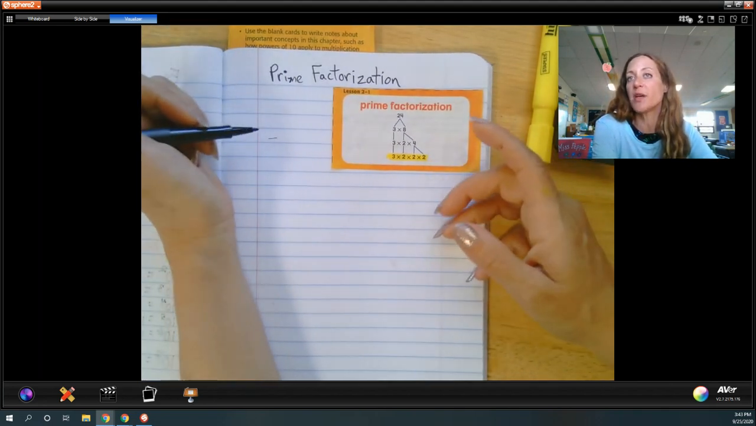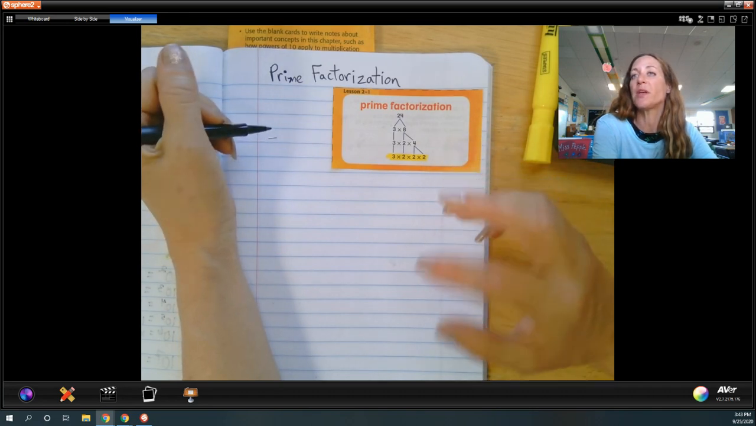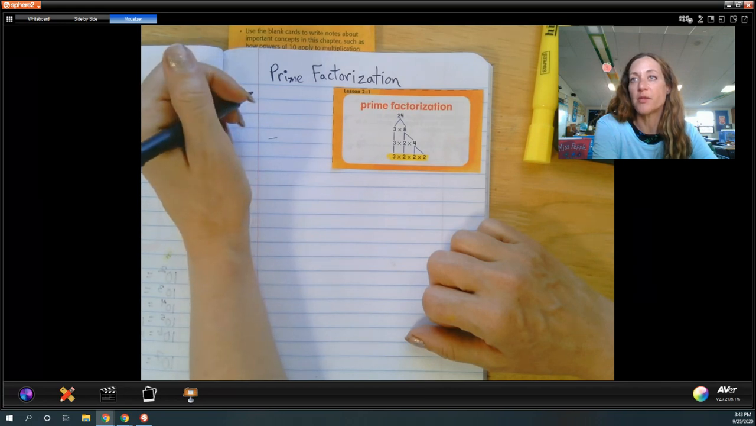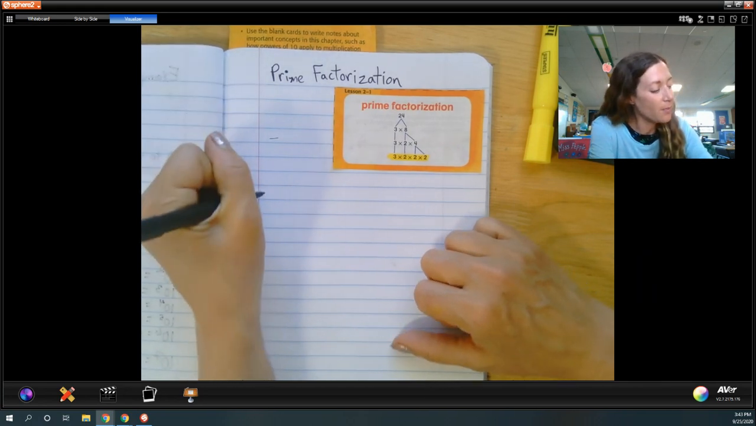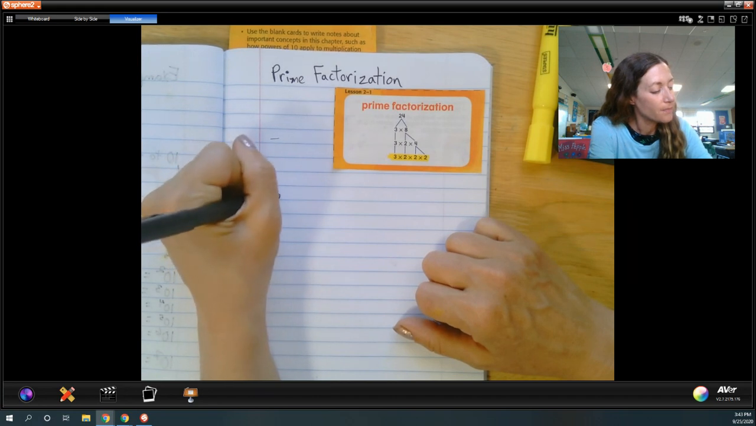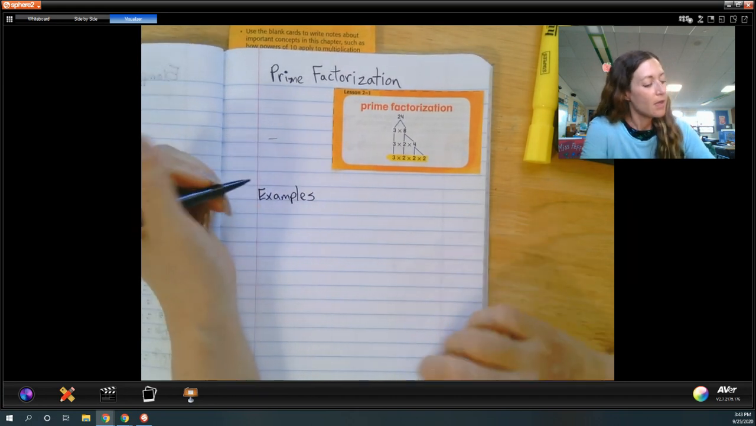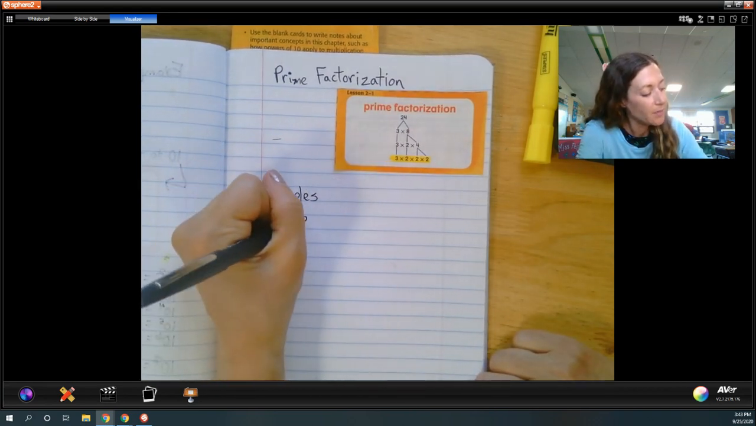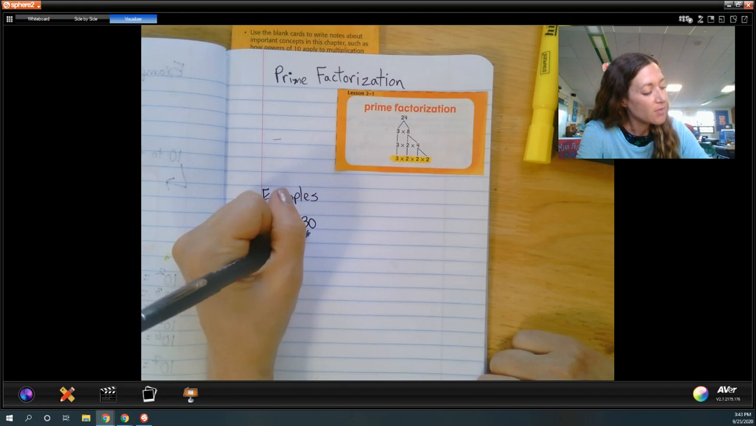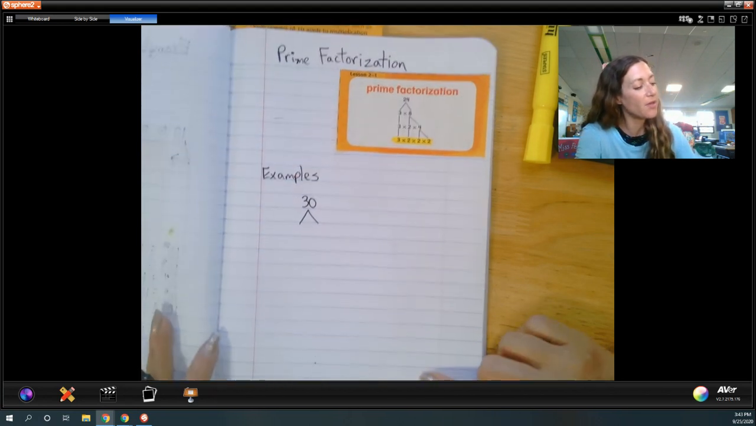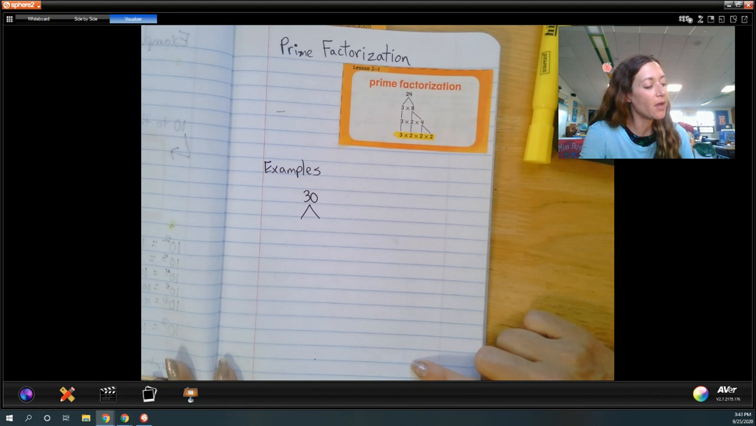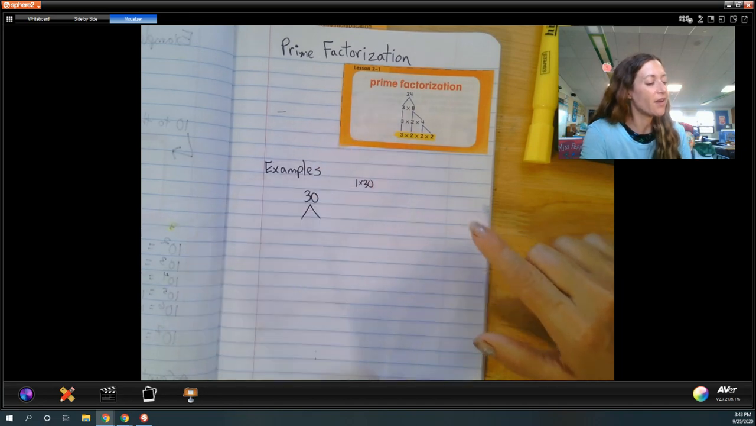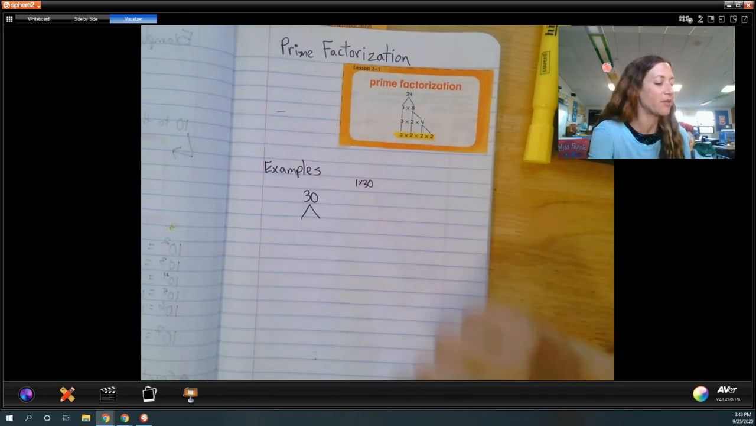Okay, so I want to write some examples so that it sticks in our brains better, because you guys have been doing great with prime factorization. So let's give a couple examples. I'm going to go with the number 30. I'm making almost like a tree, and I'm breaking my number apart. I have a couple options, right? I know my factors of 30 are 1 times 30. Well, that obviously doesn't get me very far, because I'm going to have to break down that 30 again.